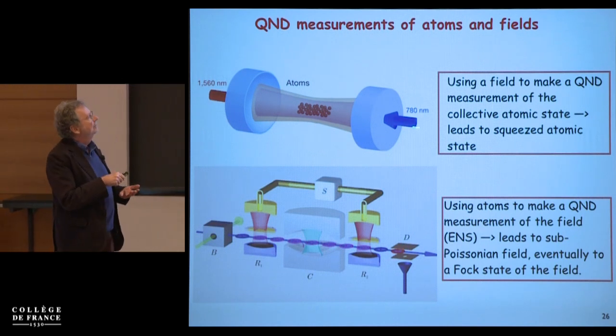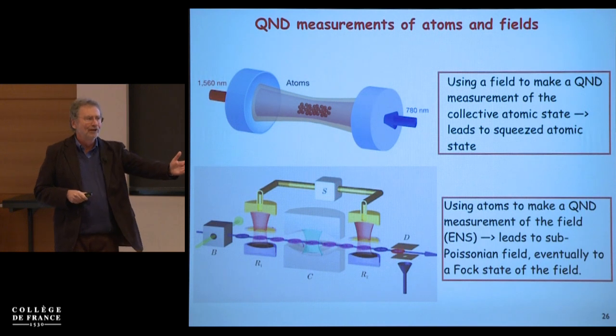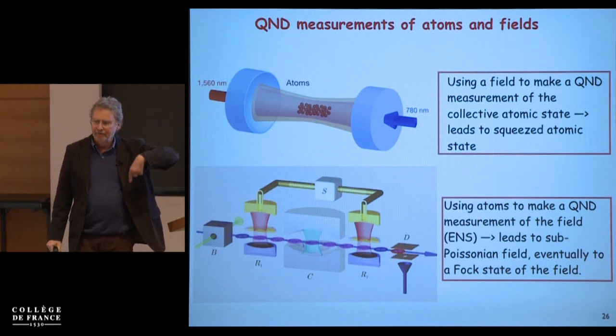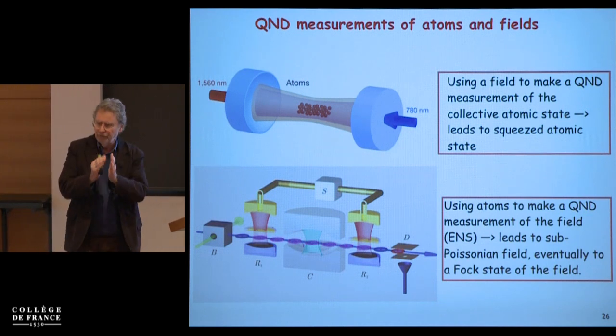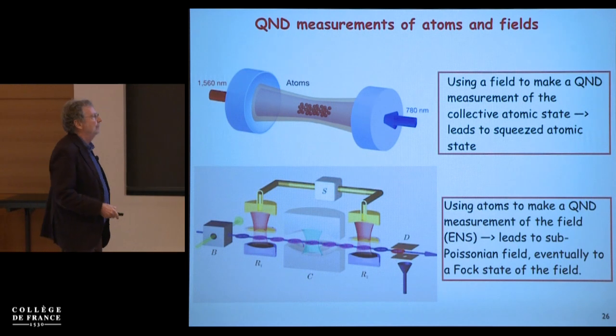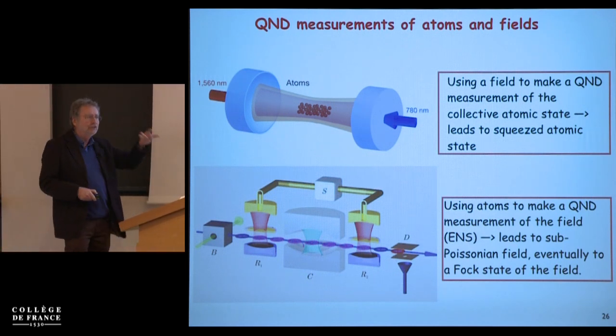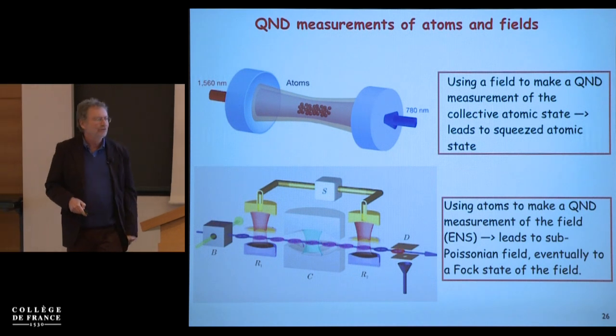First, there is a shot noise associated to the measuring field. Second, there are Raman processes that flip the spins. Okay? And that contributes to the width. These are the main factors. But you know, it's quite analogous. You just interchange atoms and fields.